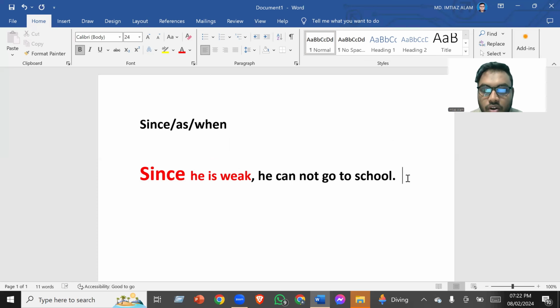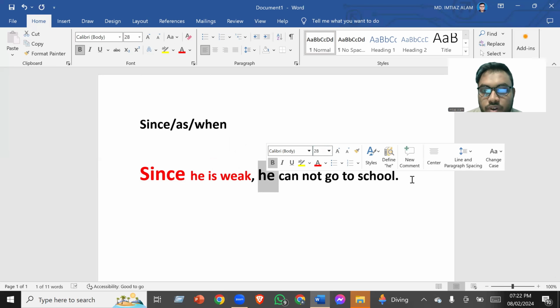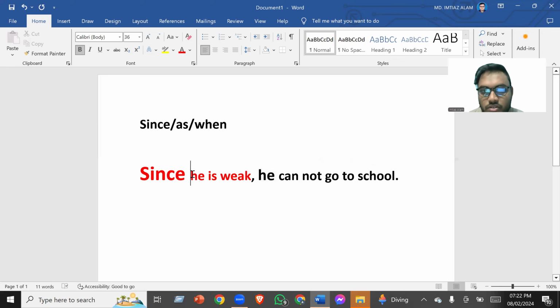is the principal clause. We are also seeing the subject "he," and there is no word before the subject, no clause marker before the subject, and that's why "he cannot go to school" is basically a principal clause. And we are seeing "since" as the clause marker before the subject "he," and that's why "since he is weak" is the subordinate clause. So how are we going to change this complex to simple?